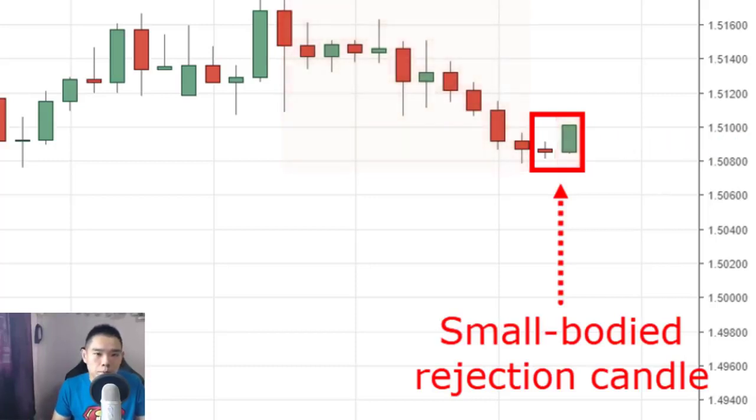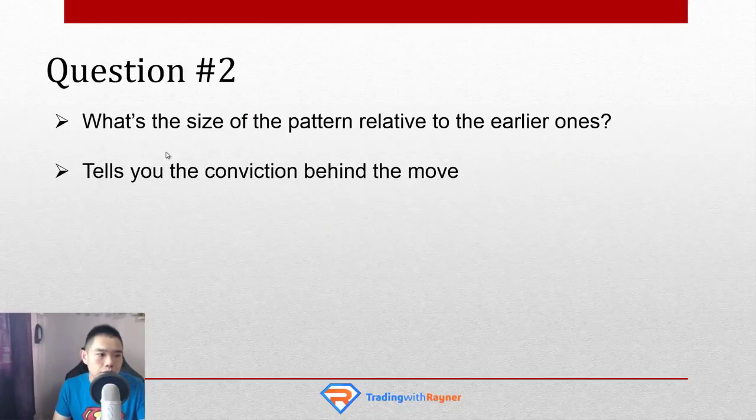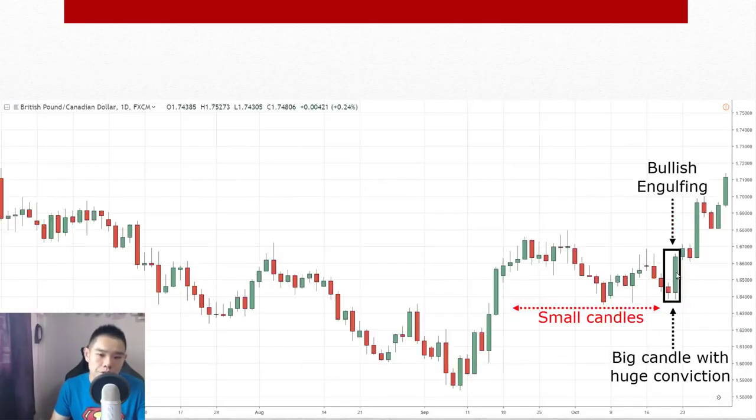But when you compare this with the one over here, this is the retracement, and now you see this big candle. Look at the size of this most recent candle relative to the earlier ones. This tells you that there is strong conviction behind the move. Not only are the buyers in control, but there is also strong conviction behind the move. Can you see where I'm coming from? So when you answer the second question, what's the size of the pattern relative to the earlier ones, it tells you the conviction behind the move, whether the move is real or not. This is what we are trying to understand here.